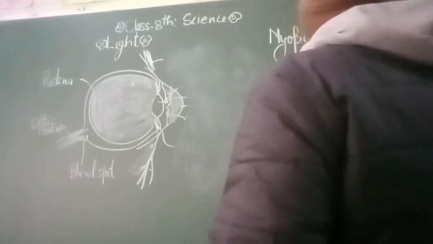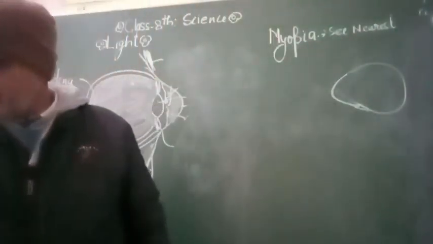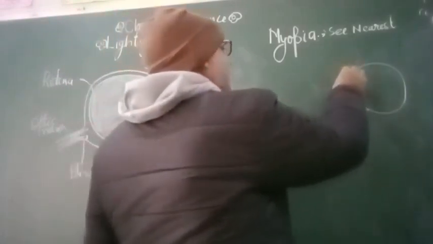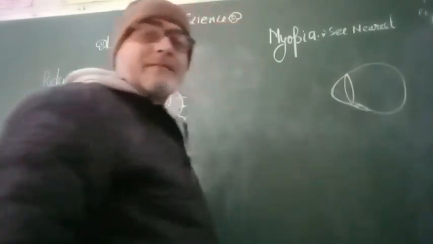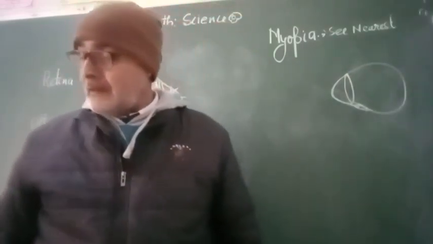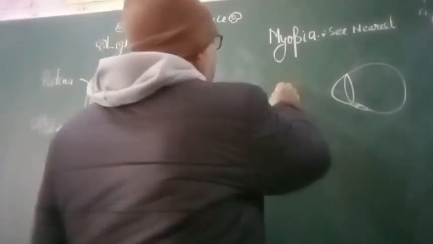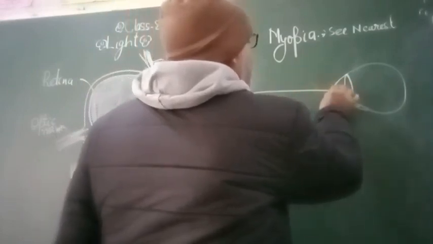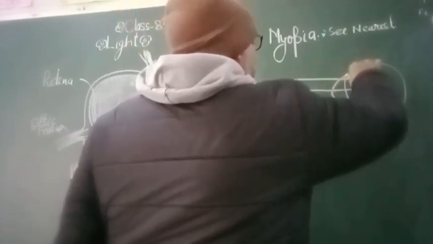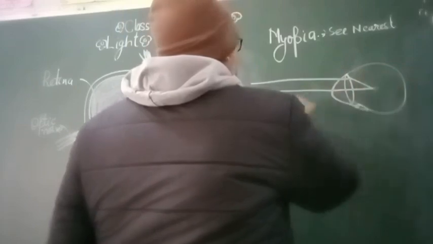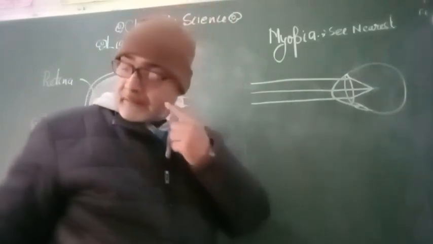Okay, this is an eye, and in this eye the lens is there. This is the lens, and the lens is a convex lens. The convex lens will be in this eye, and the rays are coming from the distant object. Rays from the distant object are coming inside this, and they are focusing on this point.